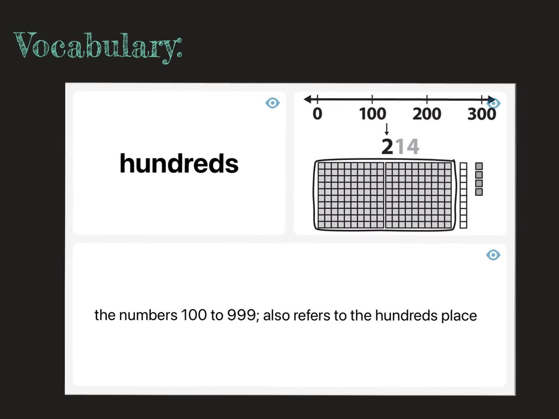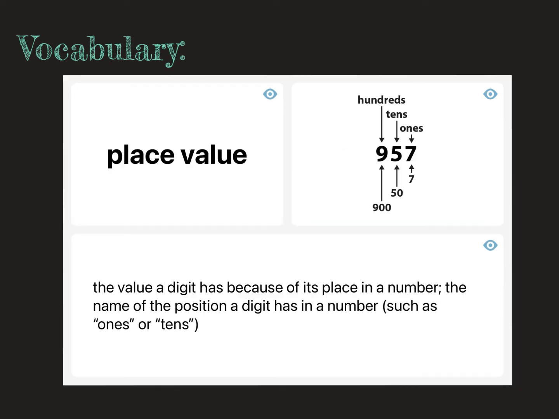Our next vocabulary word is hundreds, which are the numbers 100 to 999, which also refers to the hundreds place, which is right here, and it can be shown by these two groups of 100 right here. Our last vocabulary word is place value, which is the value a digit has because of its place in a number, the name of the position a digit has in a number, such as ones or tens, which can be shown here. Each of these is its own place value: ones, tens, hundreds.